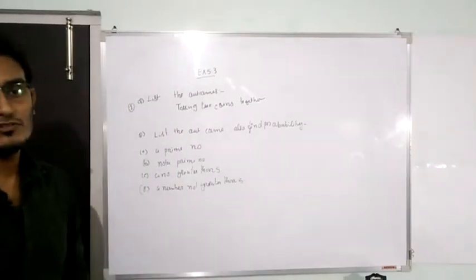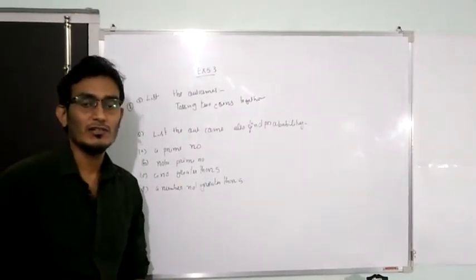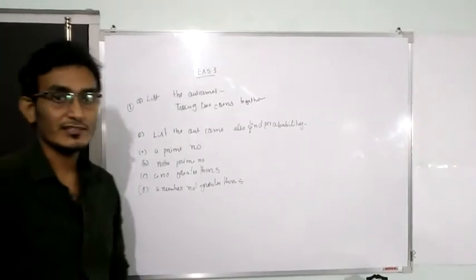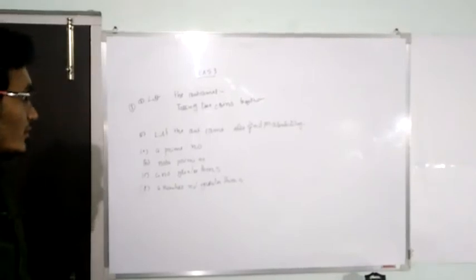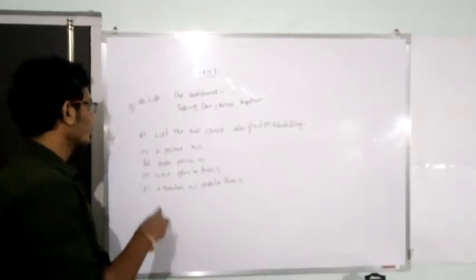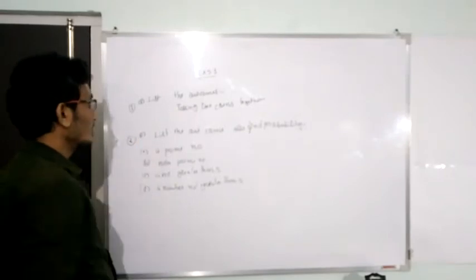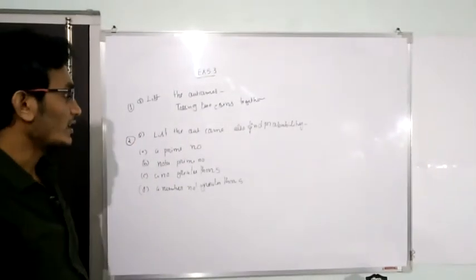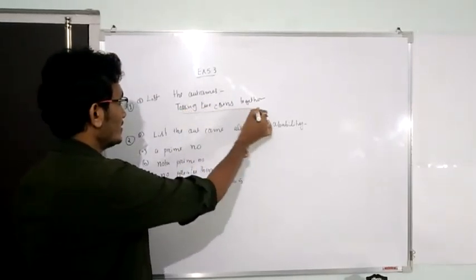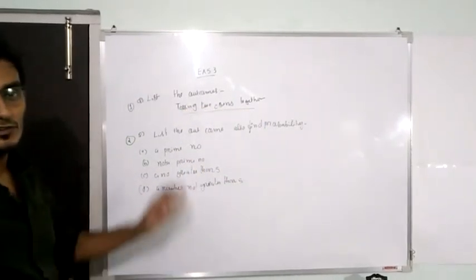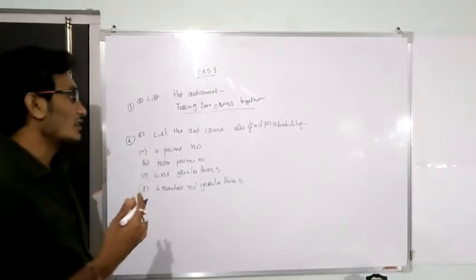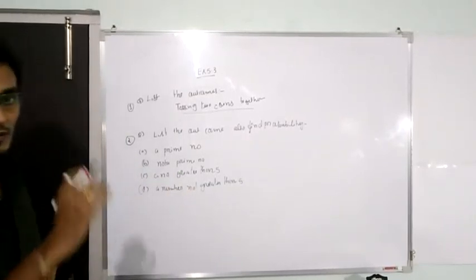In the last video, I gave the introduction of probability. Now we will discuss in this video exercise 5.3. In this video I will cover question number 1 and question number 2. Question number 1 is the most important question from the examination point of view: list the outcomes. That means this is the experiment we have to do, and after doing the experiment we have to list the outcomes. So we have to find out what outcomes will come.